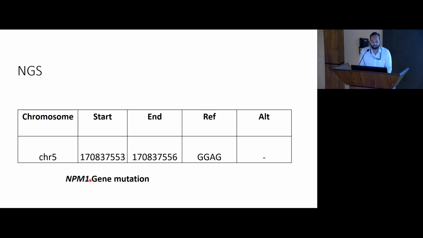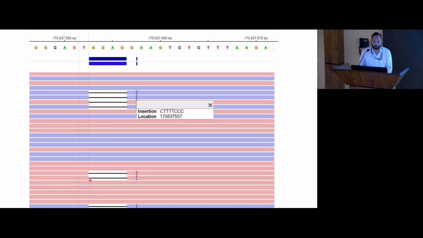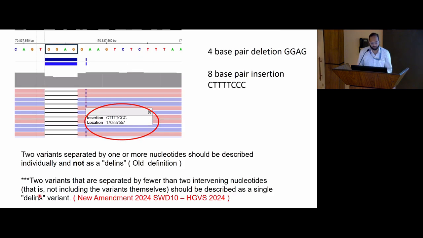Yes. Last, just one thing I want to add in this case: here also there is a complex change happening, a deletion and insertion, and in between there is a single base. Now HGVS nomenclature for delins says that these two nucleotides should be consecutive, but as we speak they are updating their criteria for delins. They are saying that two variants separated by fewer than 2 intervening nucleotides, not including the variants themselves, should be described as a single delins variant. So though there is a base in between, this will be a delins and not two separate mutations.